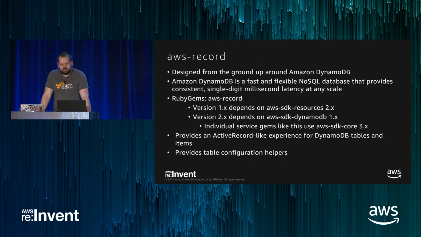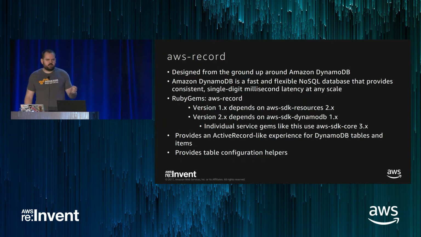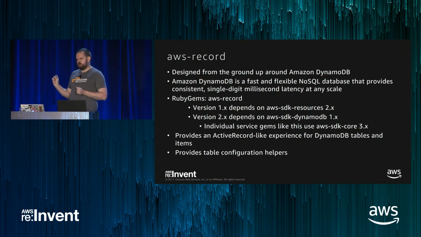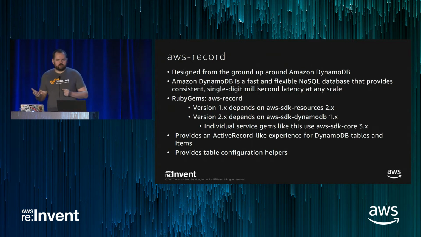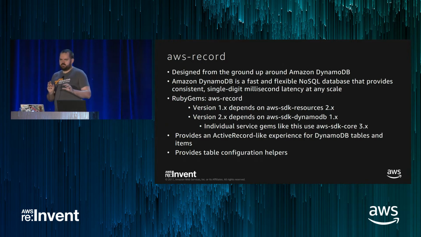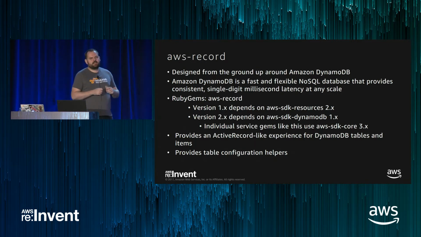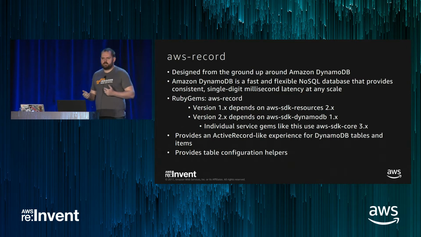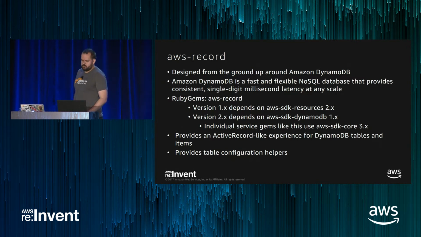You can find it on RubyGems at aws-record. Major version 1 of AWS Record depends on version 2 of the Ruby SDK. We also have major version 2 of AWS Record, which again, same code interface, except it depends only on the aws-sdk-dynamodb gem, which is part of the modular clients that we're offering in version 3 of the SDK for Ruby. It also provides helpers for table configuration, so migrations would work a little bit differently in DynamoDB than they would in a relational database, and so we're also going to explore a bit about how you can configure and manage your tables from within your Rails application.